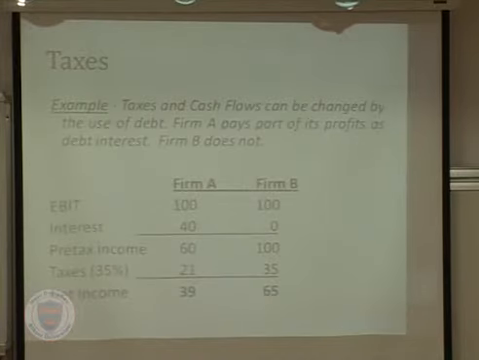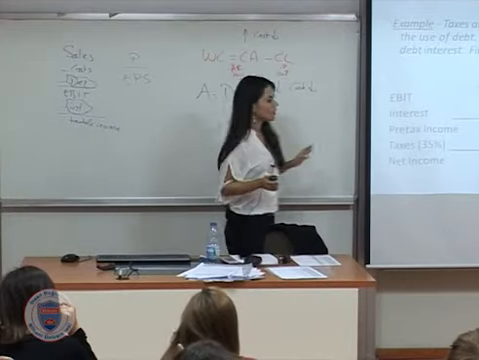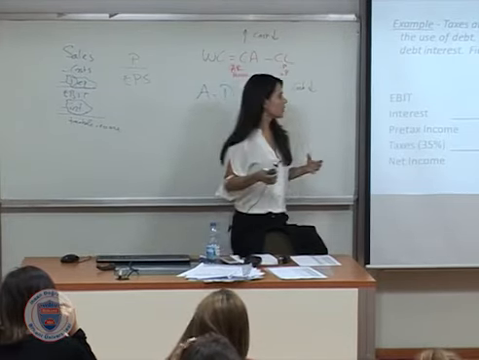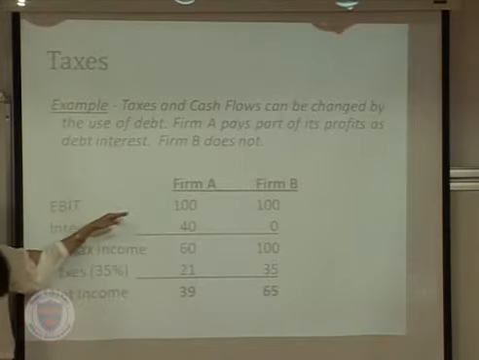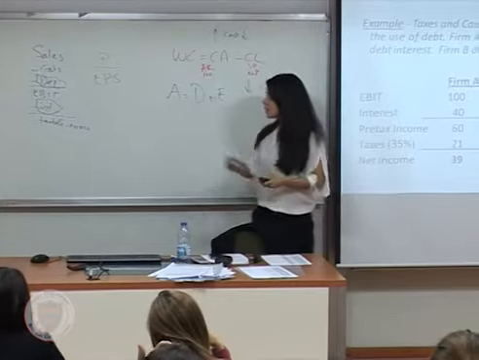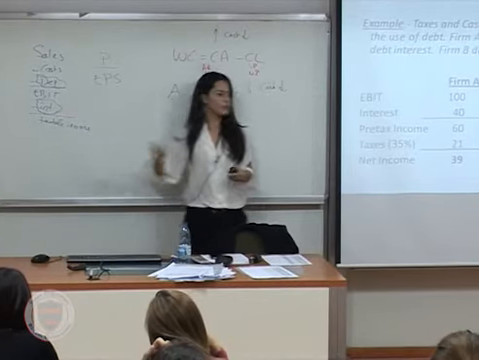So let's look at two firms, firm A and firm B. They are the same firms, everything is the same. The only difference is the capital structure, the financing part of the firm. Firm A and firm B both have earnings before interest and taxes of 100. So this part is the same for the two companies.